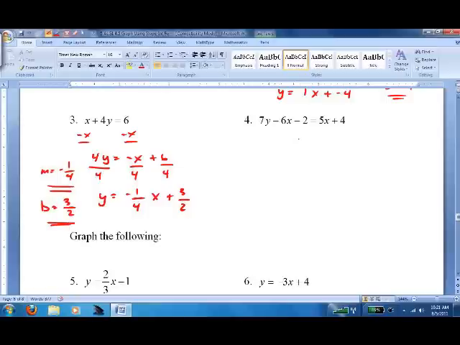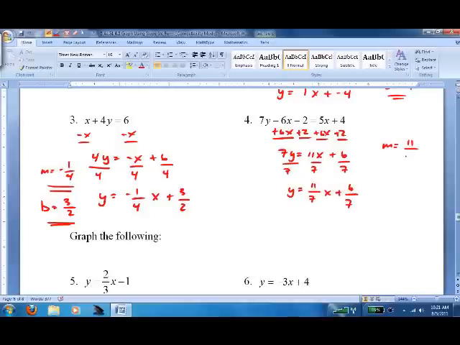Over here we've got a big mess, which is fine. Plus 6x plus 2, plus 6x plus 2. 7y equals 11x plus 6, divided by 7, divided by 7, divided by 7. Y equals 11 over 7x plus 6 over 7. M equals 11 over 7. So if you were going to graph it, you'd go 11 up and 7 to the right. B equals 6 over 7.